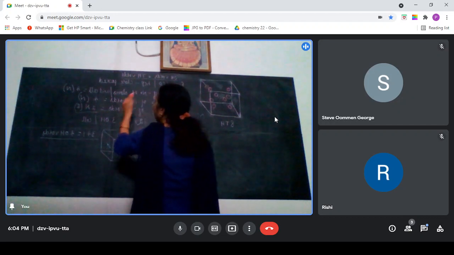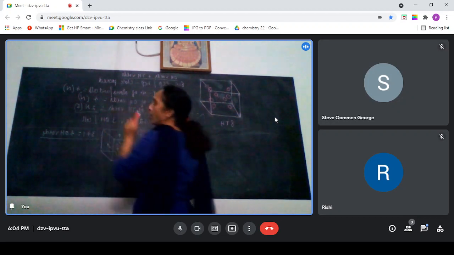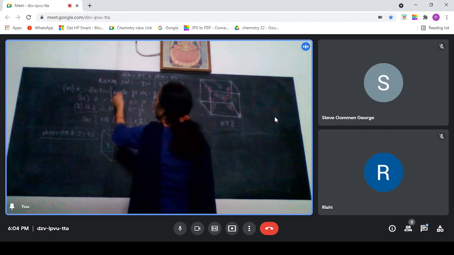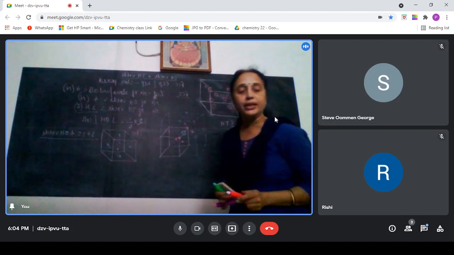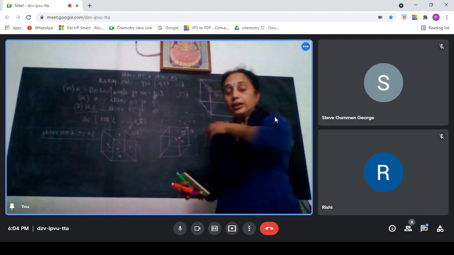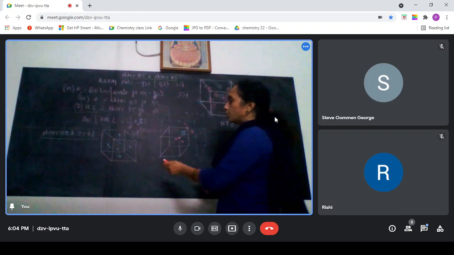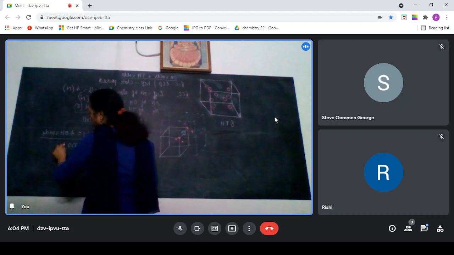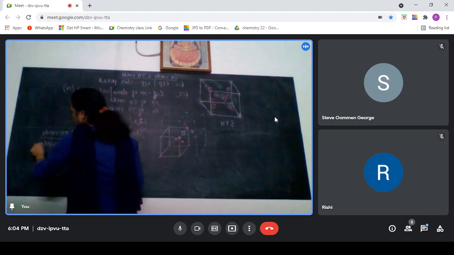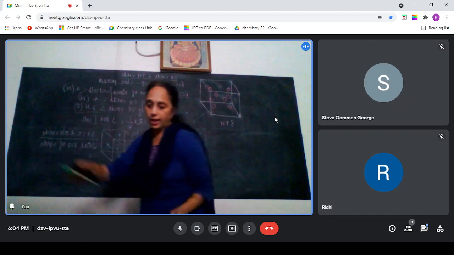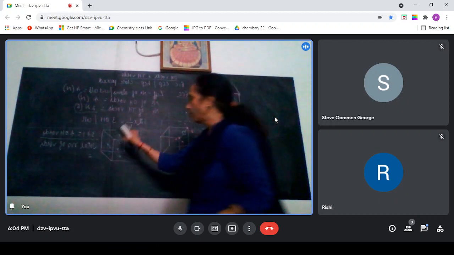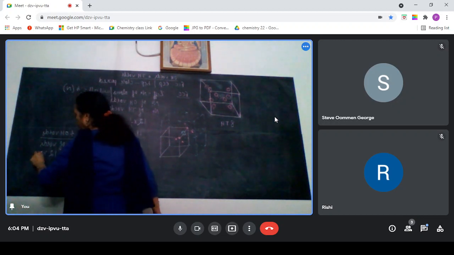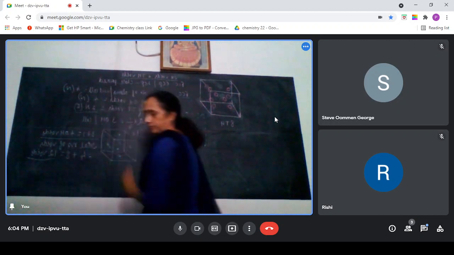So the number of tetrahedral voids will be double the number of octahedral voids, and the number of octahedral voids is equal to the number of atoms, Z effective, per unit cell. This is very important. The total number of voids, this also they will ask. Total number of voids will be equal to the number of octahedral voids plus the number of tetrahedral voids, that is 4 plus 8, which equals 12 voids.